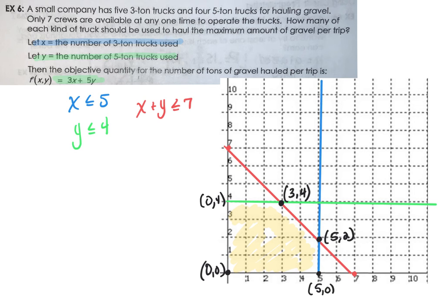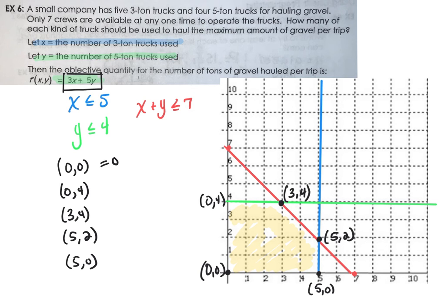So vertices. If you have a 5-sided figure, you're going to have 5 vertices. Now, if I'm maximizing, obviously 0, 0 is going to yield 0. So that's not going to be my maximum. Then we're just going to use all of these: 0, 4, 3, 4, 5, 2, and 5, 0. And we're plugging these into our objective function here. So this is what we're trying to maximize, all right?